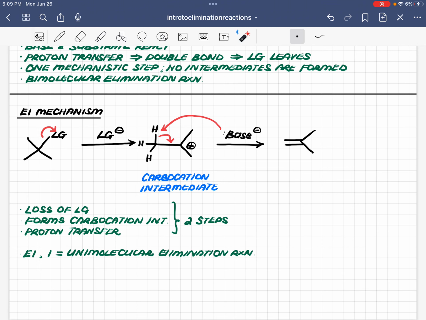In the next video, I'll go more in depth into E2 reaction mechanisms and also E1 reaction mechanisms, and how to predict the products of those types of reactions.